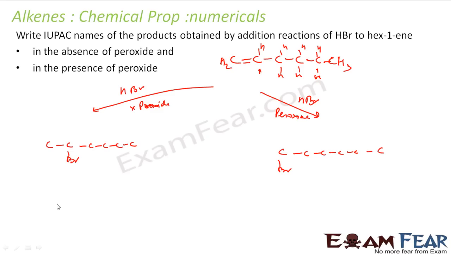So now the name of this compound will be 2-bromohexane, correct? Because the bromine is at the second position. The name of this other compound will be 1-bromohexane. Why? Because the bromine is at position 1, correct? It's 2-bromohexane and 1-bromohexane.